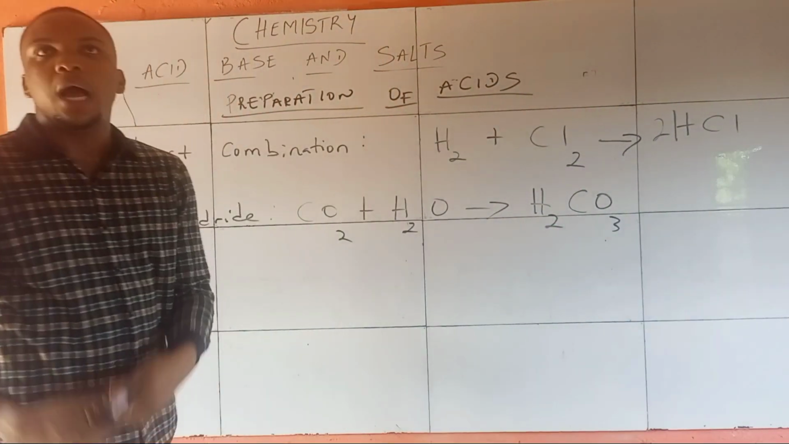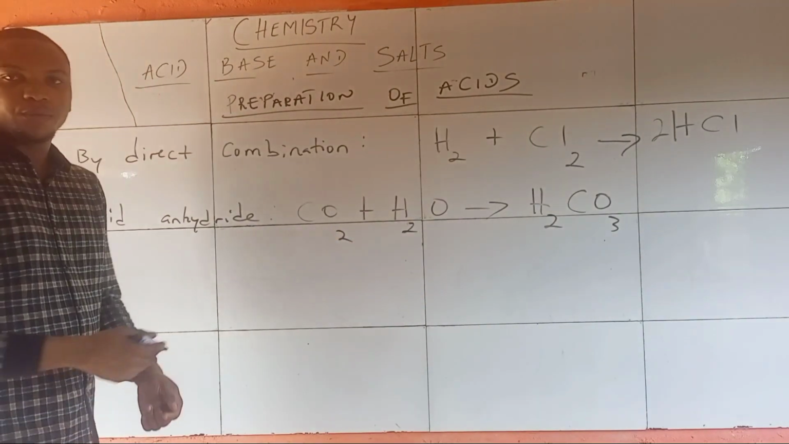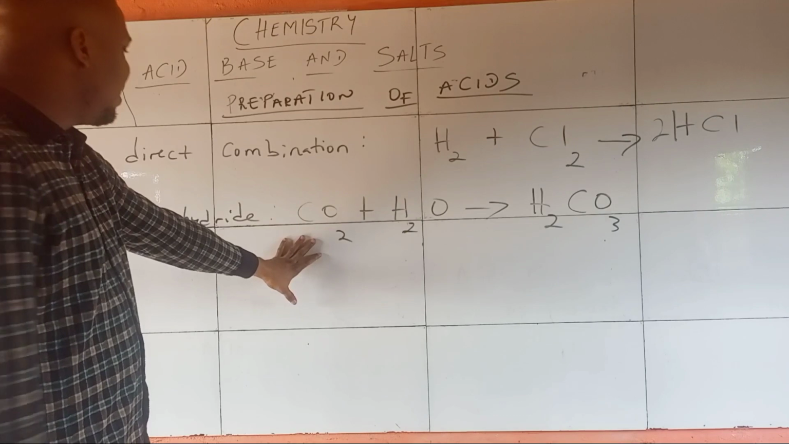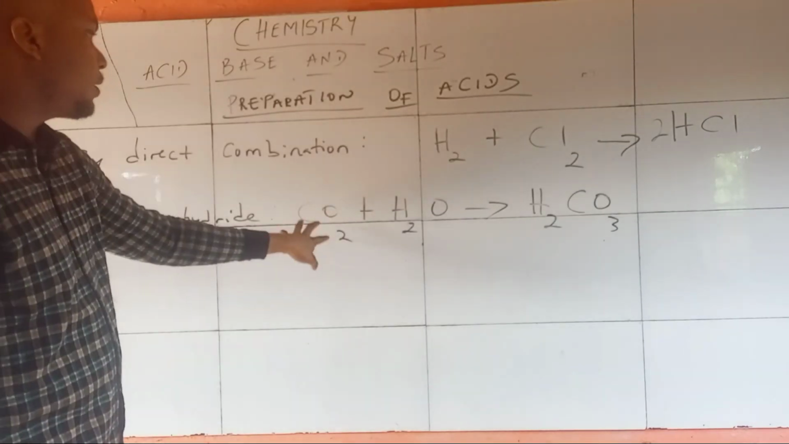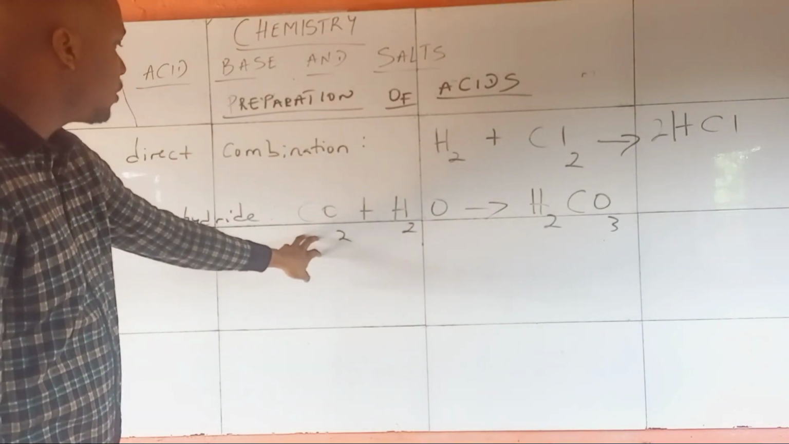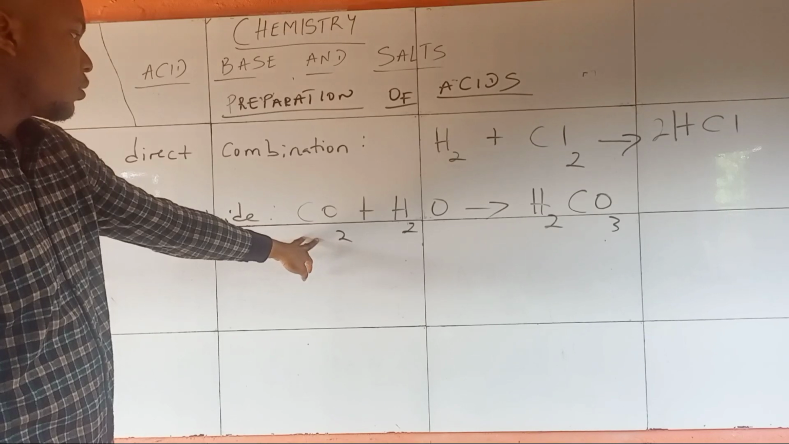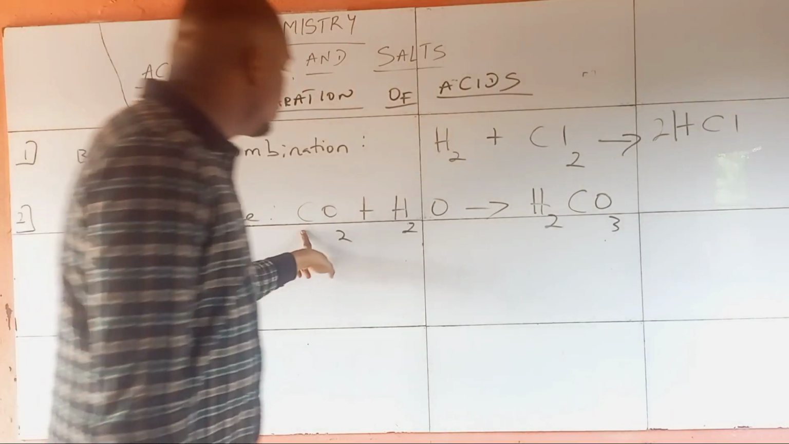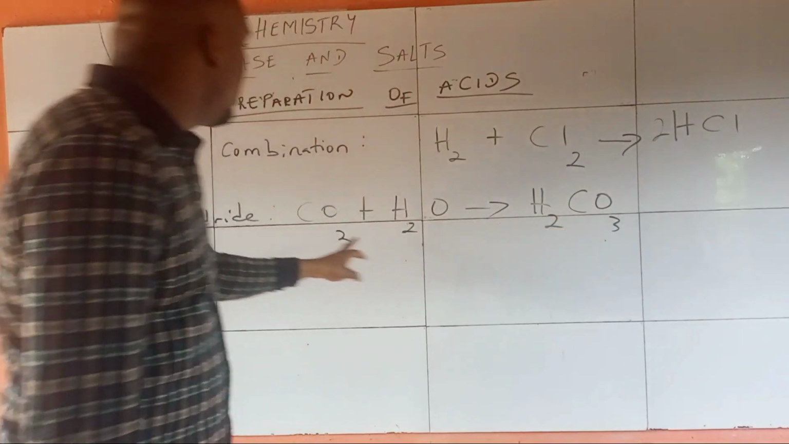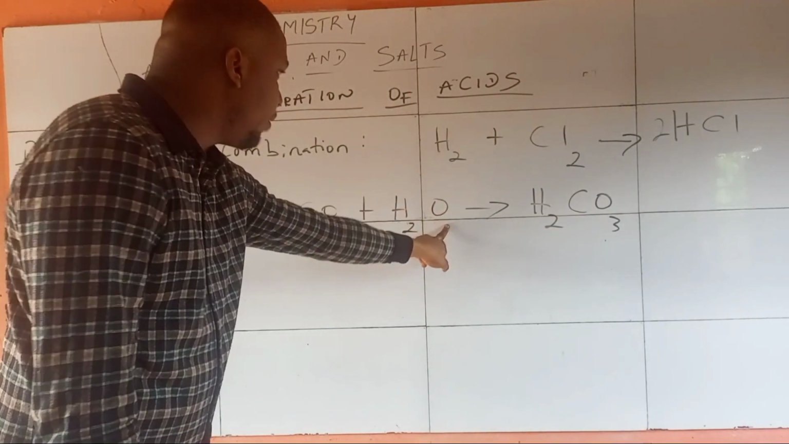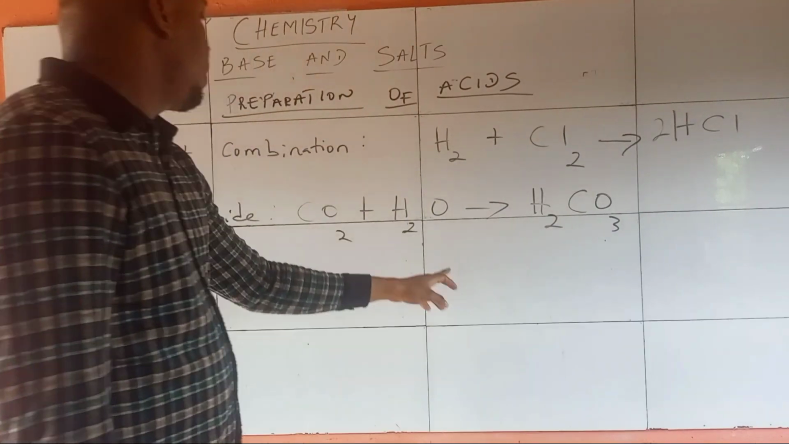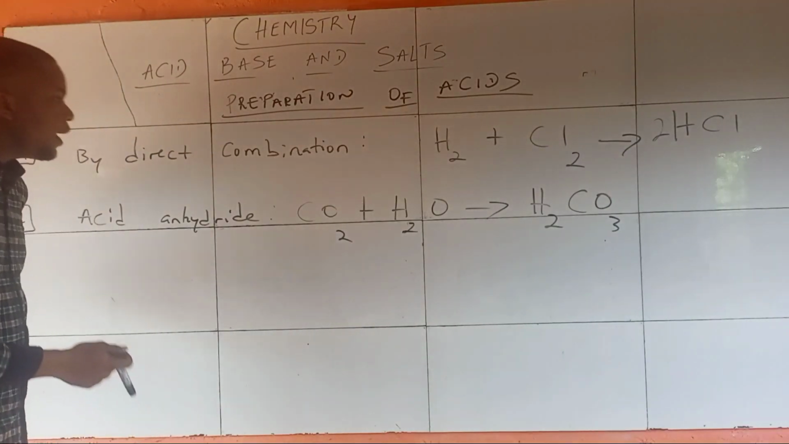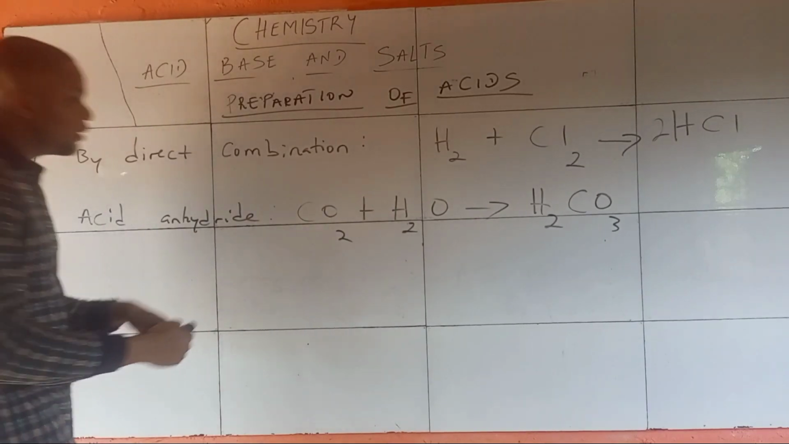Let's try another type. Let's observe it. Is this equation balanced? Yes, it's balanced because we have one atom of carbon, 2 atoms of oxygen plus this one, 3 atoms of oxygen, 2 atoms of hydrogen, 2 atoms of hydrogen. It is balanced. Let's try another acid anhydride.